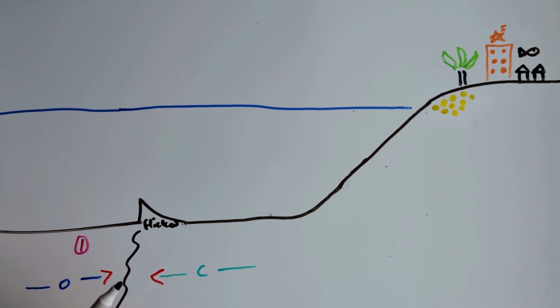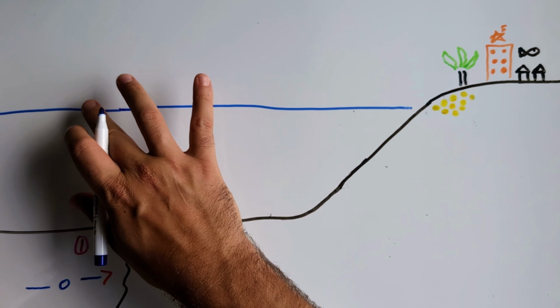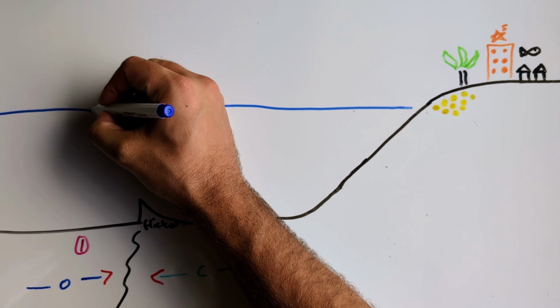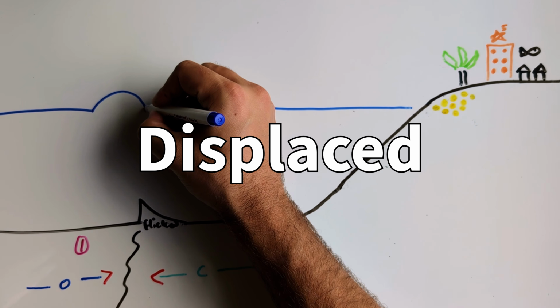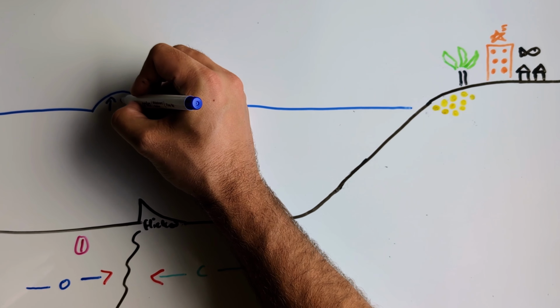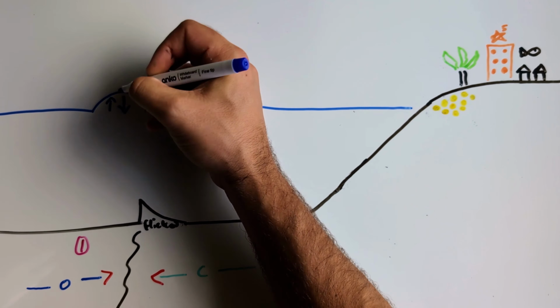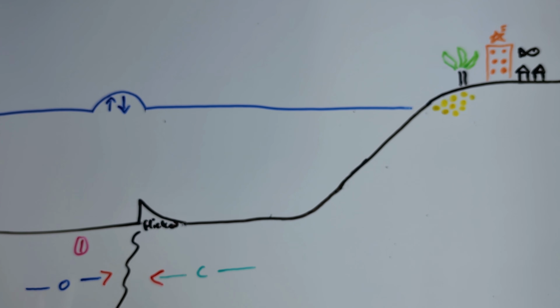And what happens with that huge amount of energy that's being released is the water above it is going to be displaced. It's going to be pushed upwards. And then what goes up must come down, is going to come down. And that's really the end of stage 1.